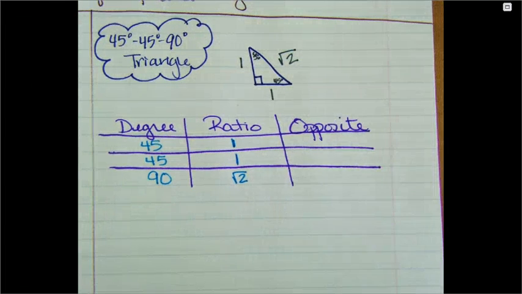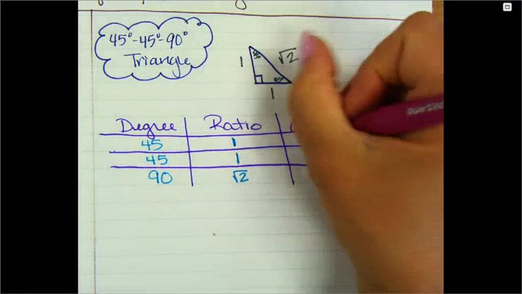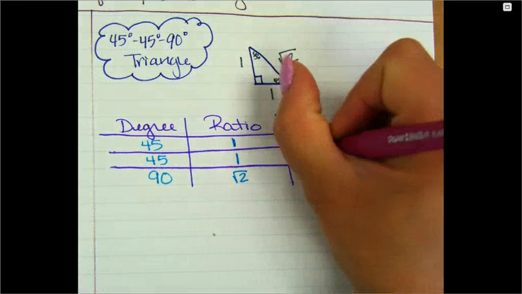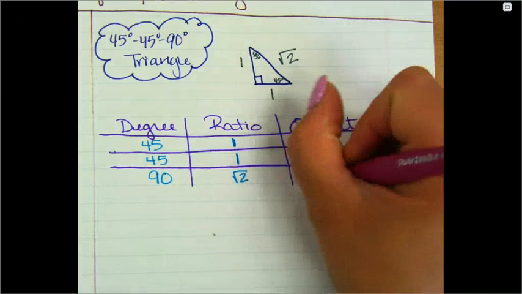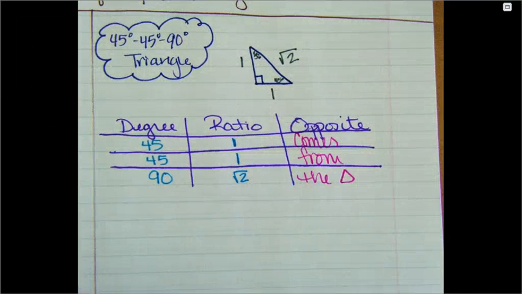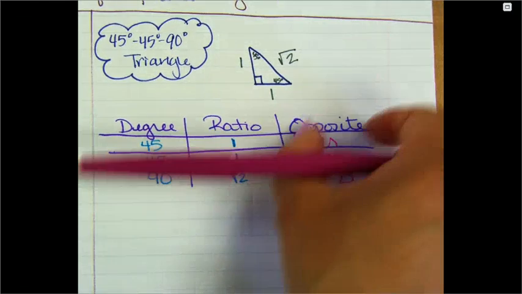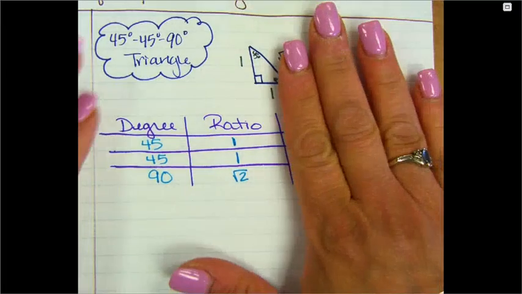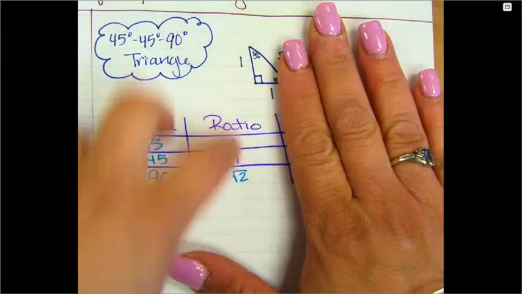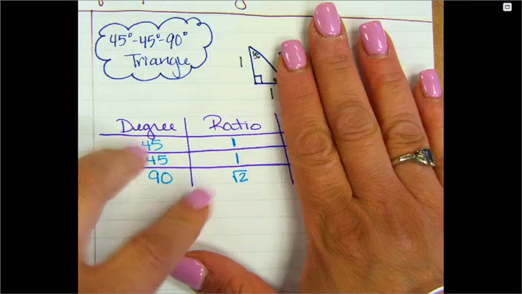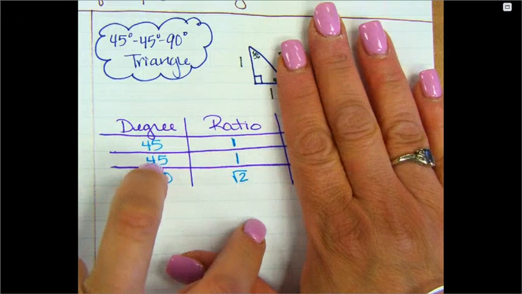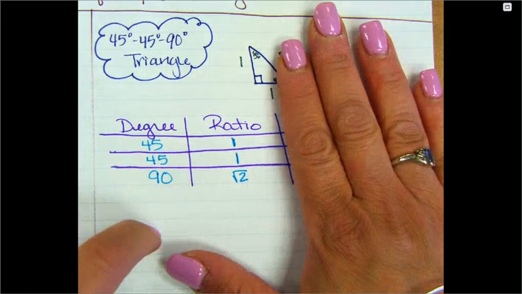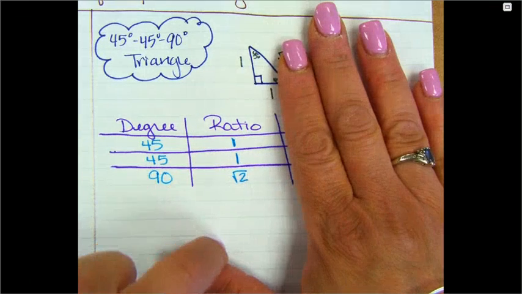Now the opposite. Opposite means it comes from the triangle. I'm going to take it out of the triangle. And that's going to make sense when I get to the actual examples. For right now, we don't really understand what the opposite part is. The part we only need to know for now is degree and ratio. These two need to be memorized, which is why they're in a special color. They're always the same. Got it? They're not going to change for 45, 45, 90. It's always going to be 1, 1, radical 2.